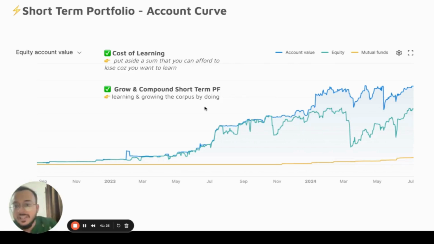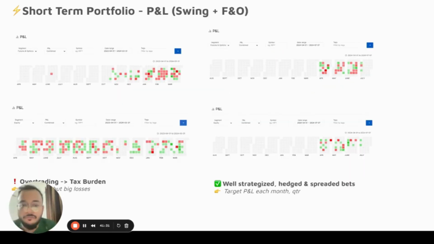And yes, if you start learning and doing, you will grow and compound your short-term portfolio, as you can see on my curve as well. Moving forward, this is just a snapshot of how my short-term portfolio has performed. On the left side, you can see the performance of last year. Last financial year, you can see a lot of red dots, a lot of green dots. Green are the days when I've booked profits. Red are the days when I've booked losses.